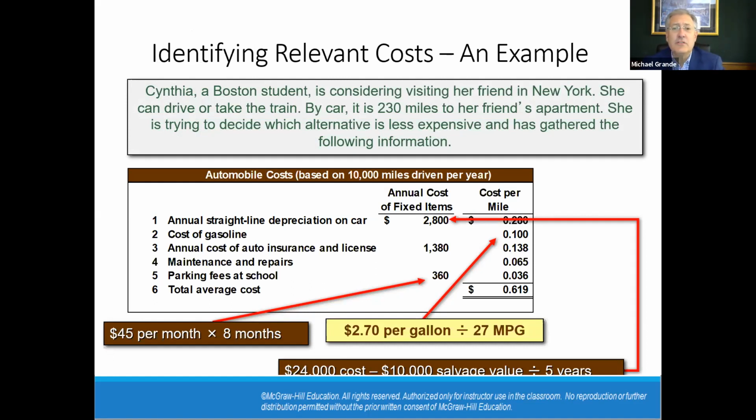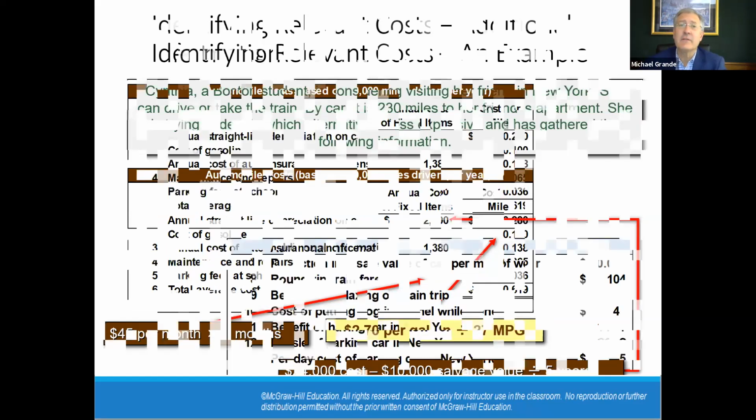So the annual straight line depreciation on the car is $2,800, and you can see how they calculated that, or 20 cents a mile. Cost of gasoline, they've determined to be 10 cents a mile. And again, they show you how they calculated that. Annual cost of auto insurance and license, maintenance and repairs, parking fees at the school, and then she's come up with total average cost of 61.9 cents per mile. So there's a lot of information here. We've got to figure out what's relevant and what's irrelevant.